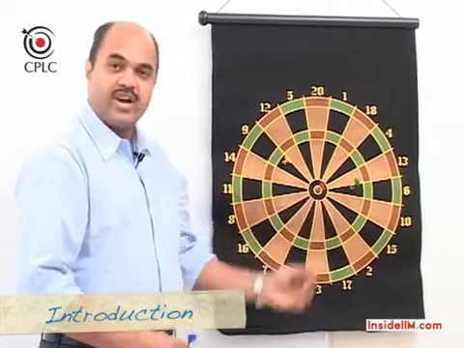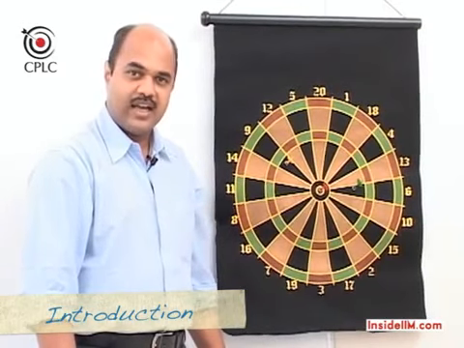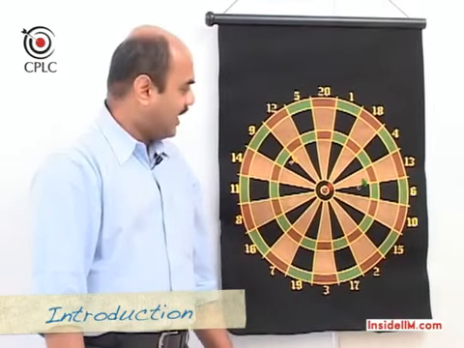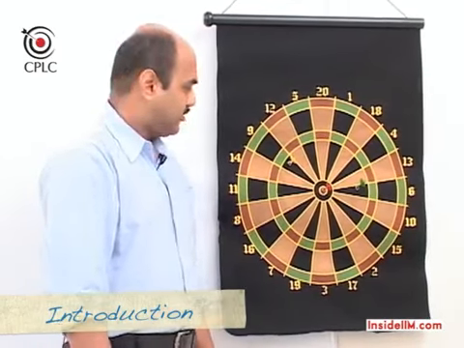You can see this red dart on the bullseye. Every time I hit the bullseye, I get 4 rupees. And every time my throw misses the bullseye, I lose 3 rupees.